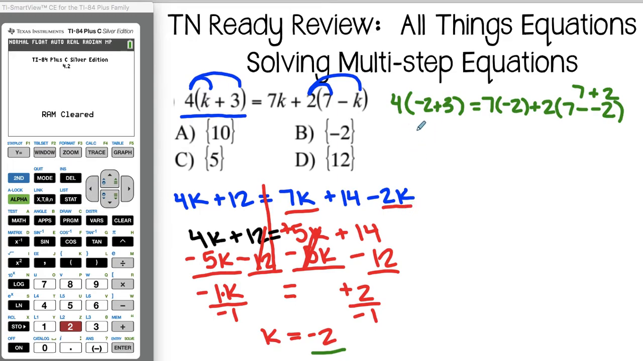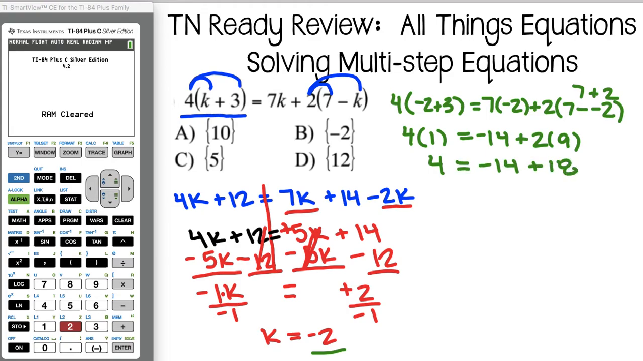All right, so I'm going to do, please excuse my dear Aunt Sally, meaning that I'm going to do my order of operations first. So I have 4 times 1 is equal to negative 14 plus 2 times 9. And again, that 2 times 9 came from 7 plus 2. This side is going to turn into 4, negative 14 plus 18. And then 4 is equal to 4. And I got a true statement. So I know that my answer is indeed correct, and my answer for this problem is B.